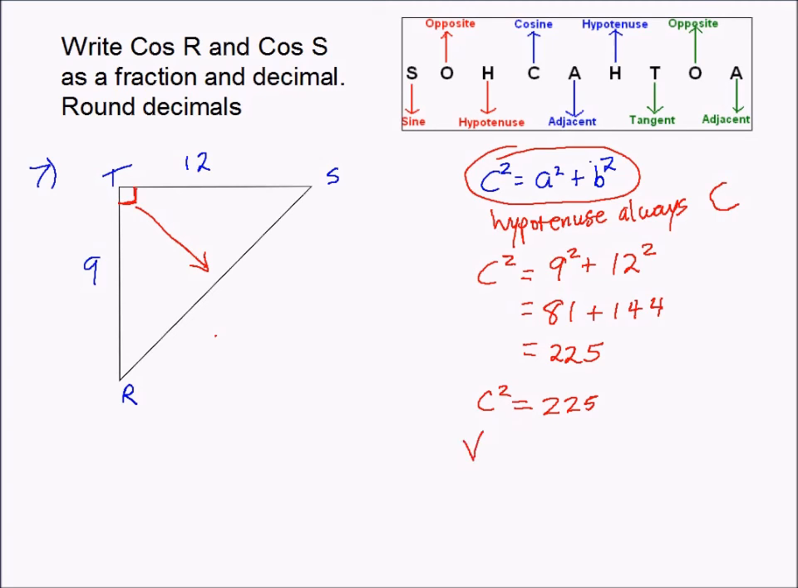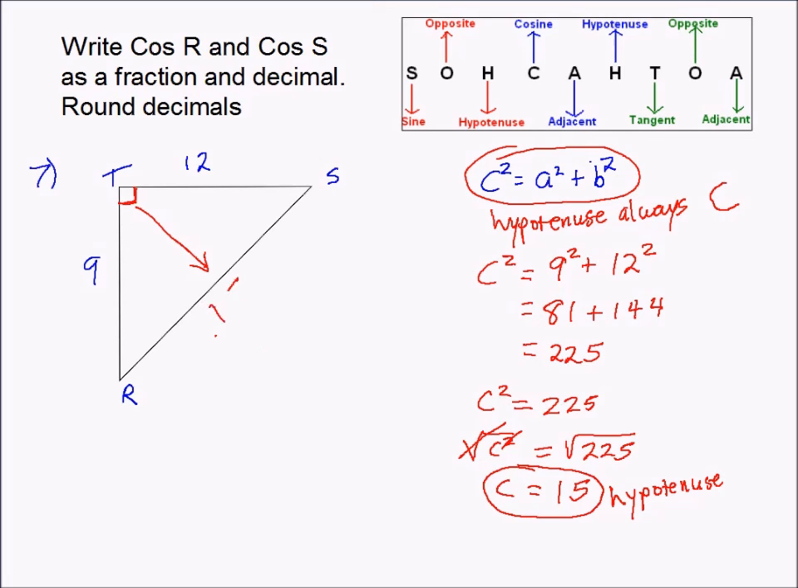My people know that you have to always get rid of this 2. And I always want to see this crossed out. So square root of 225. And then if you plug that in the calculator, square root of 225 is 15. Okay. So the hypotenuse, which I told you is always C, has to be 15.